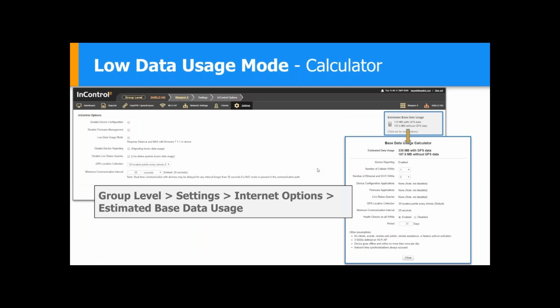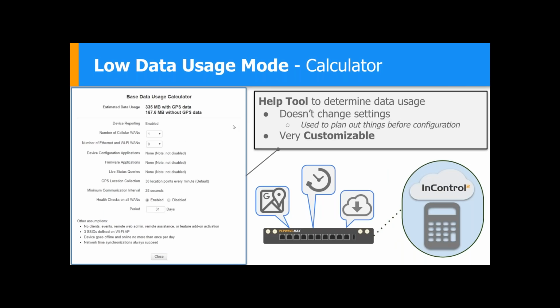Before you start making actual changes to the low data usage, you can go ahead and use our calculator to help see what kind of impact things are making. So again, drilling into the low data usage mode, you'll see the calculator up in the corner. Go ahead and expand to start filling in the blanks. This is just a help tool. It doesn't change any settings. Again, this is what you're going to be using to plan things out before doing your configuration. And this is, of course, extremely customizable. Fill in the blanks, drop down boxes, etc.